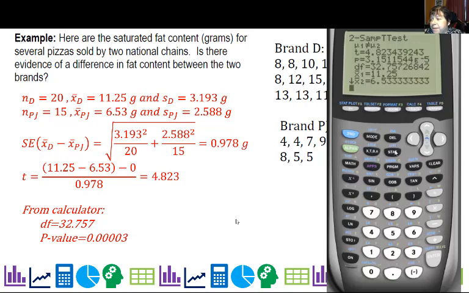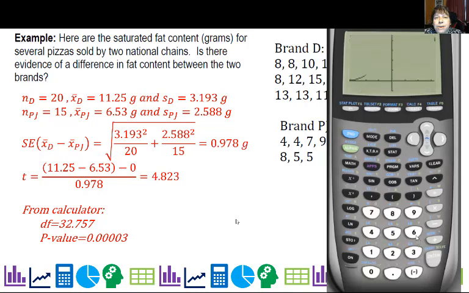Now I can also go back and go to tests and run the 2-samp t-test again, and instead of doing calculate, you always have this option. You can do draw, and you will get a drawing of a nice normal distribution. Now this one's going to be a little less interesting because the p-value is so small that you won't be able to see the shading on the graph. But you can see there's the t-score and a p-value on here. They said, oh, it's just 0.